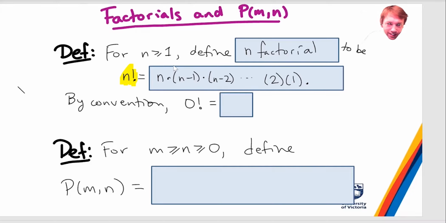This definition only really makes sense when n is at least 1, because how can I multiply all the numbers between, if you take 0? 0 is kind of a weird case. But by convention, we define 0 factorial to be 1. So please do remember this. 0 factorial is not 0. 0 factorial is 1. Okay, so another definition, we define P(m,n).